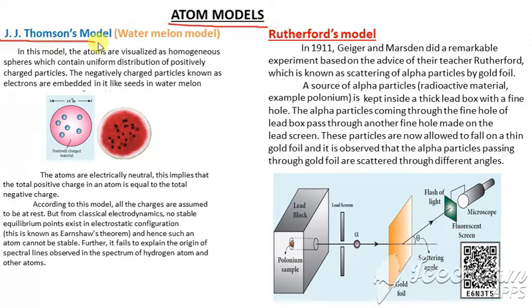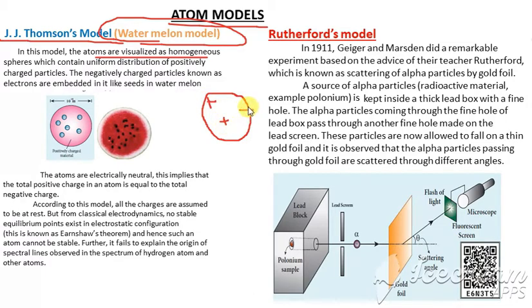First we are going to see the J.J. Thomson model, which is also called the watermelon model. In this model, atoms are visualized as homogeneous spheres which contain a uniform distribution of positively charged particles. So the atom is a sphere with a uniform distribution of positive charge. That is the model. Then the negatively charged particles known as electrons are embedded in it like the seeds in a watermelon.